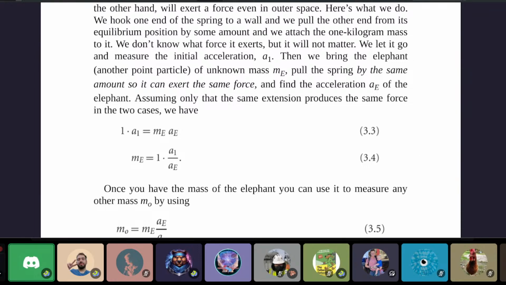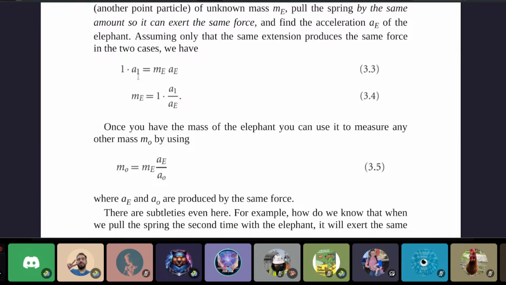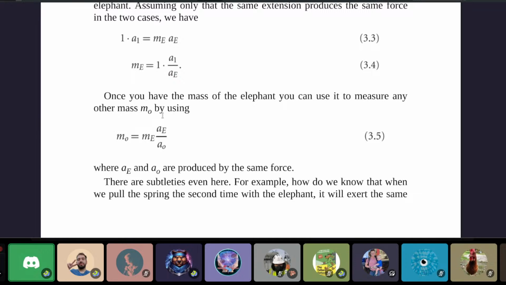Then we bring the elephant, another point particle, of unknown mass ME, pull the spring by the same amount so it can exert the same force and find the acceleration AE of the elephant. Assuming only that the same extension produces the same force in 2 cases, we have 1 times A1 equals mass of the elephant times the acceleration of the elephant. Mass of the elephant equals 1 times A1 over AE. Oh, so the 1 is just that particle or whatever.